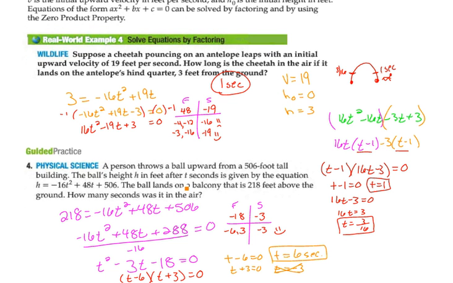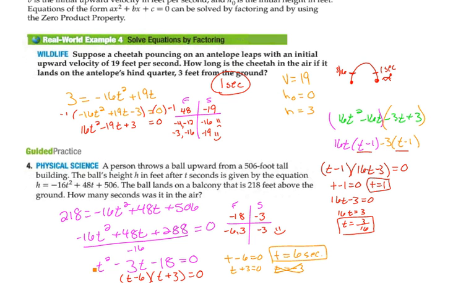Okay, some really nice things about this problem if you caught it. For one, they set up the problem for us. The only thing they didn't tell us is that it landed on a balcony 218 feet above the ground. So that is our ending height, which meant that we had to subtract it over to this side. The other really nice thing about this problem is all three of these are divisible by 16. So I divided all of them by a 16, but then also a negative to get rid of the negative off of the front coefficient.